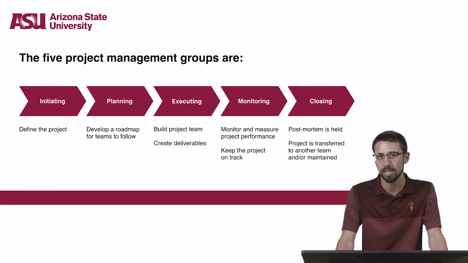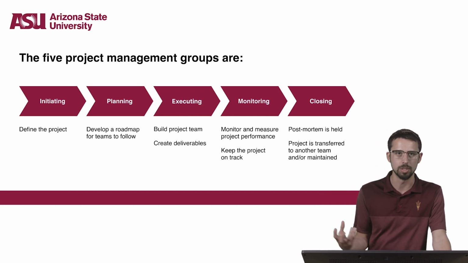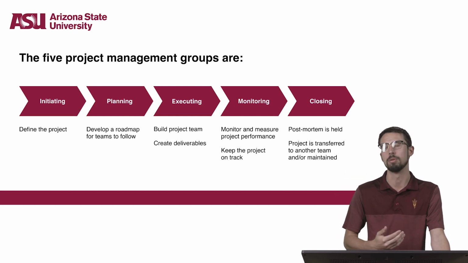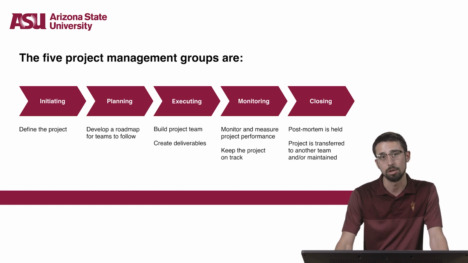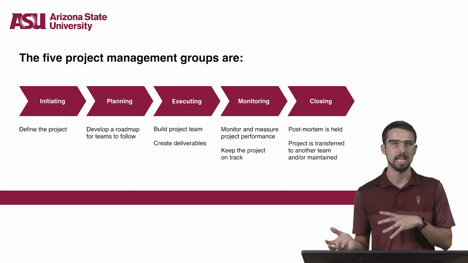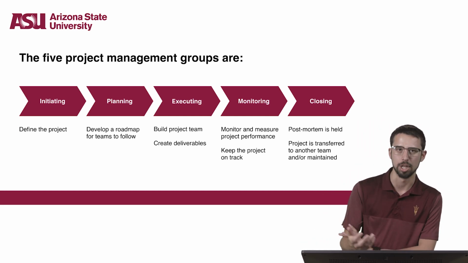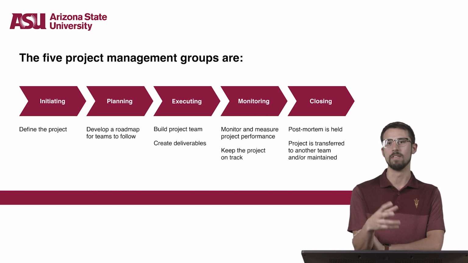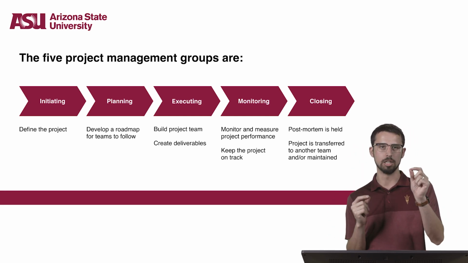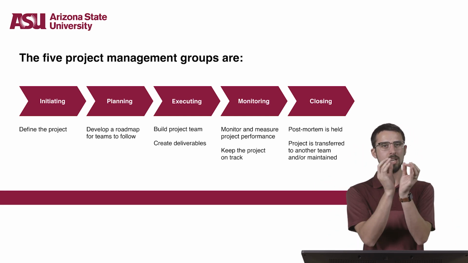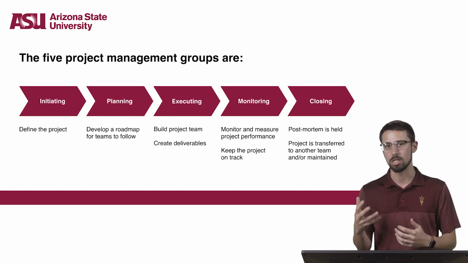Number 3 is executing, and in this stage, the project team is assembled, and you build the team and figure out deliverables that you're going to be creating as a team. Stage 4 is monitoring, and while the project is being executed, project managers will also simultaneously monitor and measure the performance of that project just to ensure that it's staying on track. So really, stage 3 and stage 4 are kind of happening in tandem together, so they're not linear, they're cycling together. And then stage 5 is closing.